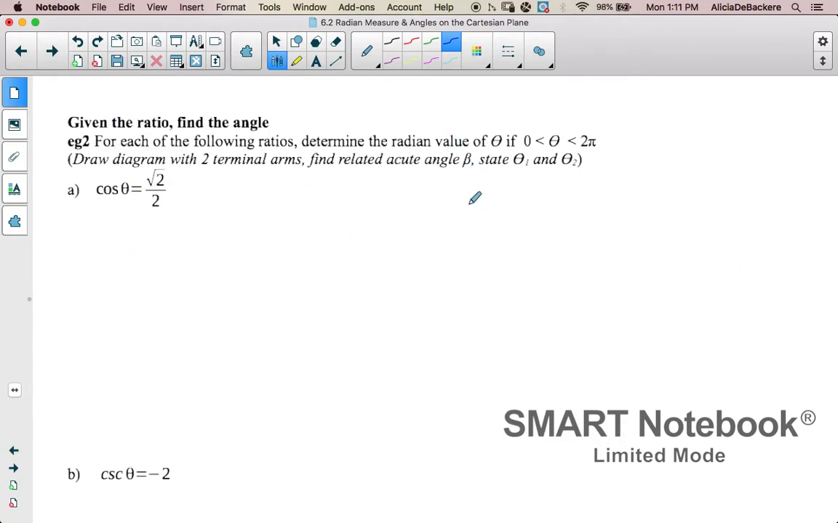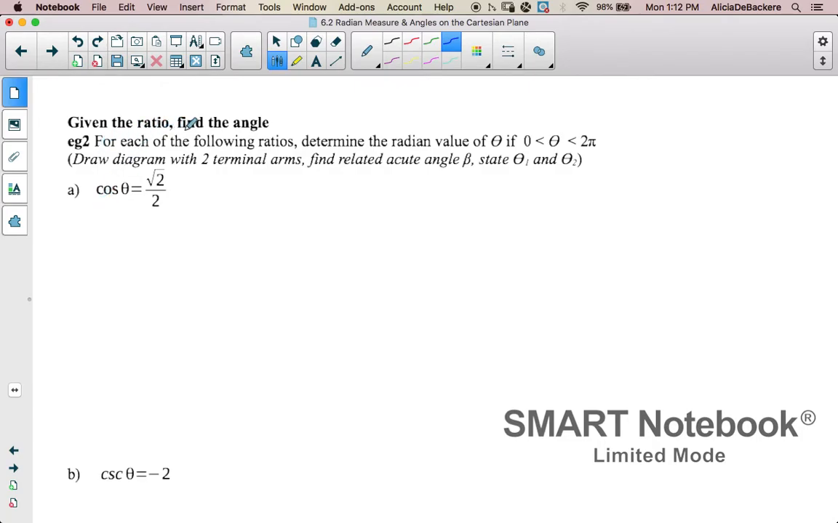All right, on the next page, we're going to look at an example where I'm given the ratio this time, and I have to find the angle. So this time, I don't know what the theta is. It's the mystery, but I've been given that the ratio is root 2 over 2. And then, of course, they're always going to tell you what the trig ratio is that you're looking for, whether it's sine, cos, tan, or maybe one of the reciprocal ratios.